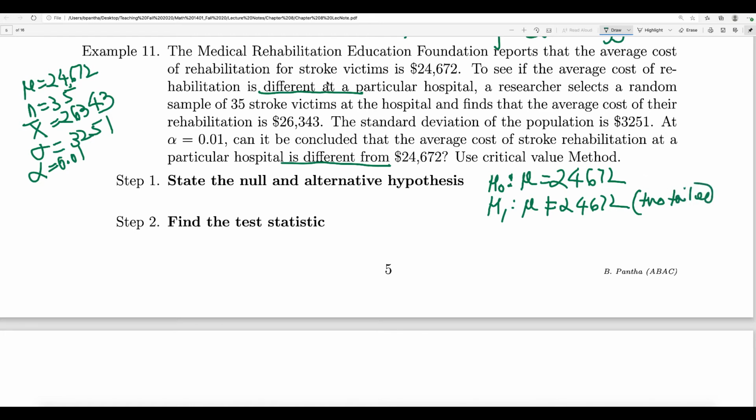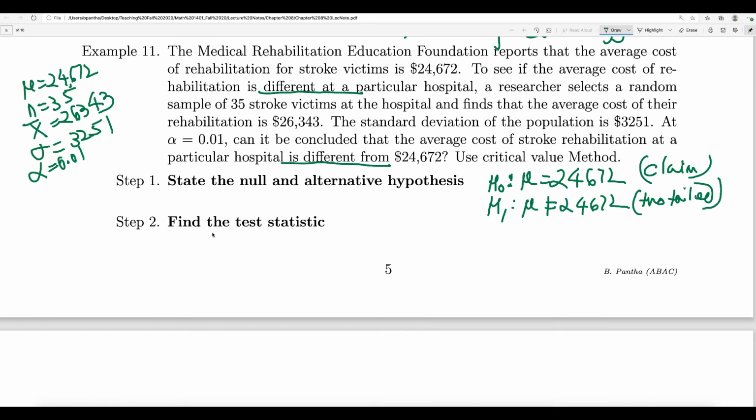And so what is the claim? The medical foundation reports that the average cost of rehabilitation is this, and the researchers want to see if the average cost is different from that. Okay, this is the claim, right? If you look at the question, the rehabilitation foundation claimed that the average cost is 24,672. But the researchers say it may not be true. They collected a sample of 35 stroke patients, and the average cost was 26,343. Now you want to test whether that claim is true or false.